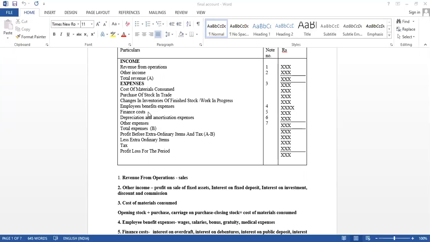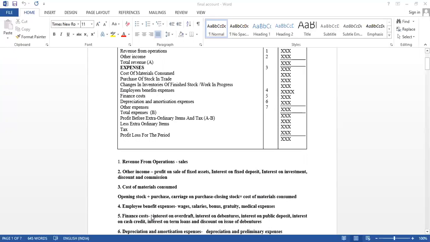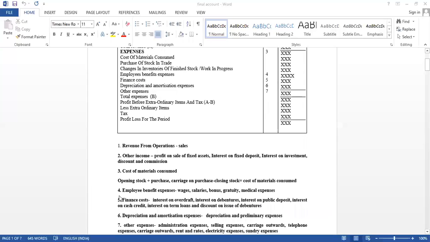Finance cost. What are the items in finance cost? The finance cost consists of interest on overdraft, interest on debentures, interest on public deposit, interest on cash credit, interest on term loans, and discount on issue of debentures. The next one is depreciation and amortization expenses. It has depreciation and preliminary expenses.